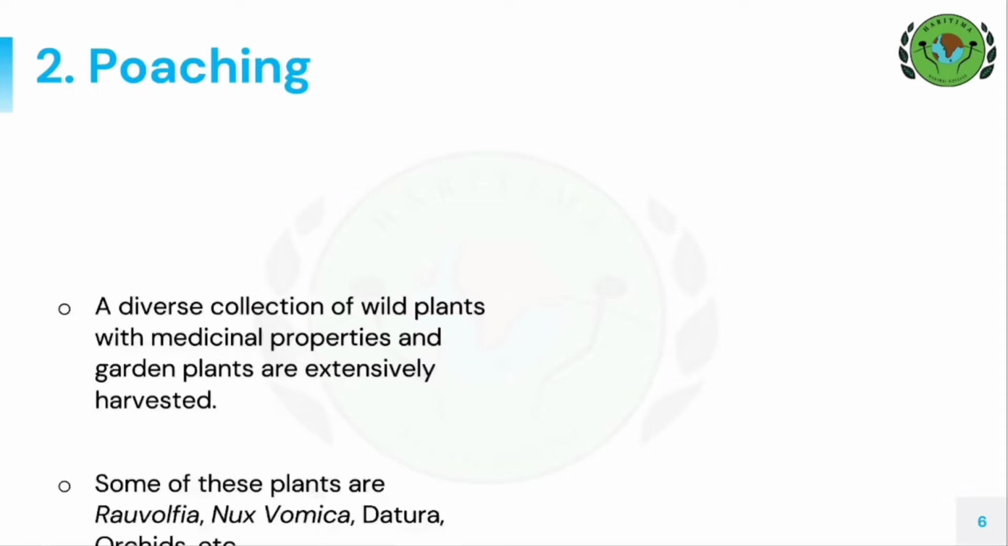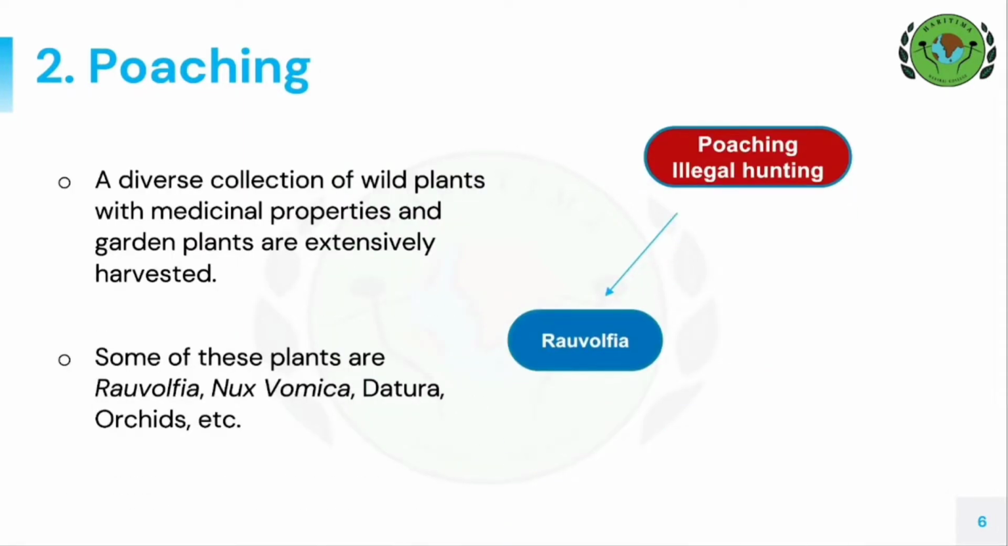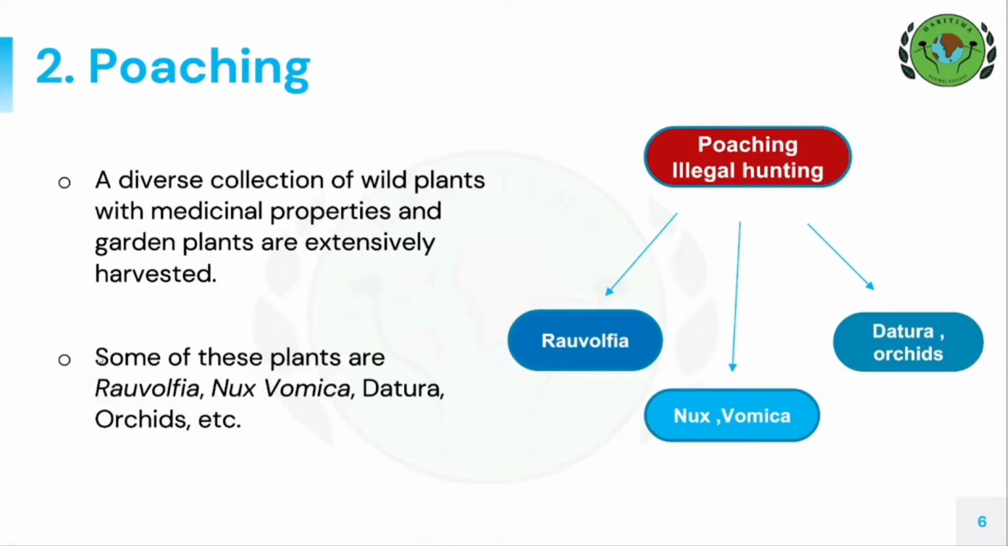Poaching is also a threat to the plants. A diverse collection of wild plants with medicinal properties and garden plants are extensively harvested. Some of these plants are Rauwolfia, Nux vomica, Datura, orchids, etc.